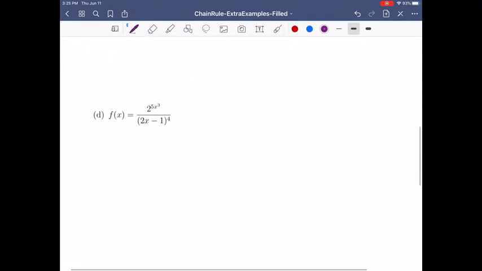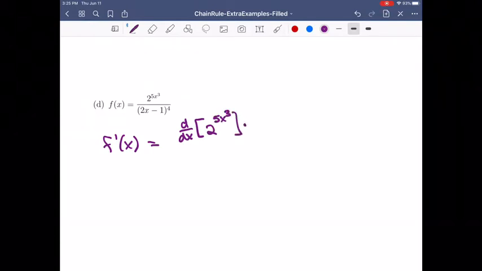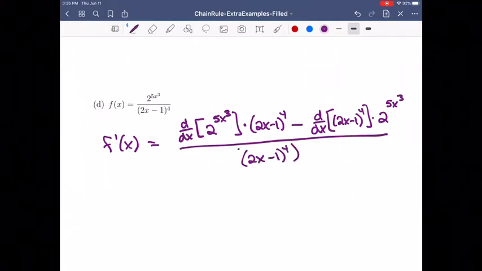Okay, what about the quotient rule? So f prime of x is going to be the derivative of the top, maybe I'll write this, so the derivative of 2 to the 5x cubed, times the bottom, minus the derivative of the bottom times the top, all over the bottom squared.